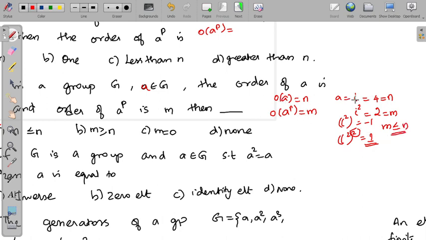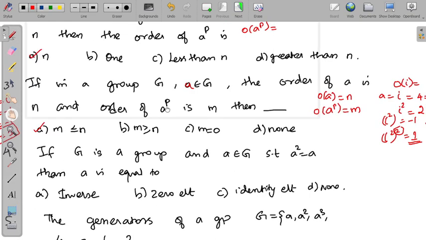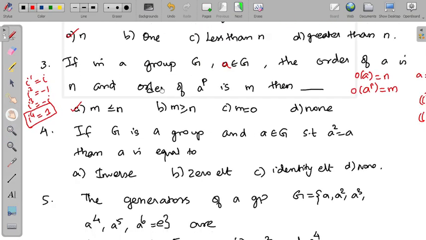If I take the element I, whose order gives the identity element, that is 4. Similarly, I took another element, I square, and here I square the whole power 2 gives the identity element, whose order is 2. So 2 is less than or equal to 4. So option A is correct.